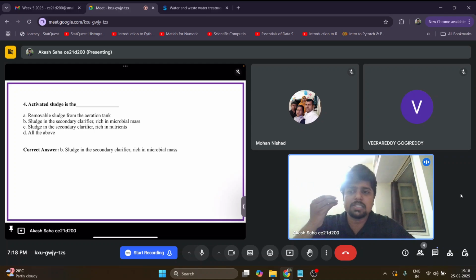So these are basically rich in biomass. Whereas if there is a sludge which is coming out from an anaerobic treatment, there would be no nutrient removal. So that sludge will be very much richer in nutrients as well as microbial mass. So you have to take care of that aspect. Since we are talking about activated sludge, it will be rich in microbial mass. When we are talking about anaerobic sludge, it will be rich in microbial mass as well as nutrients. Both the things will be there because there is no nutrient removal in the system.